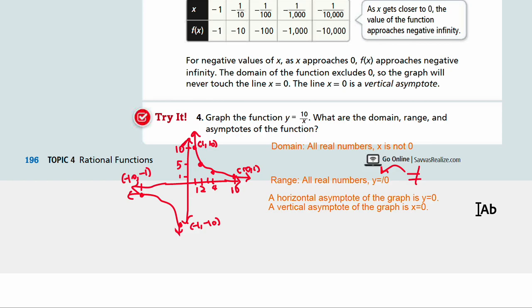Good, so that was example 4 and try number 4. Let's continue with the last example in the next video.